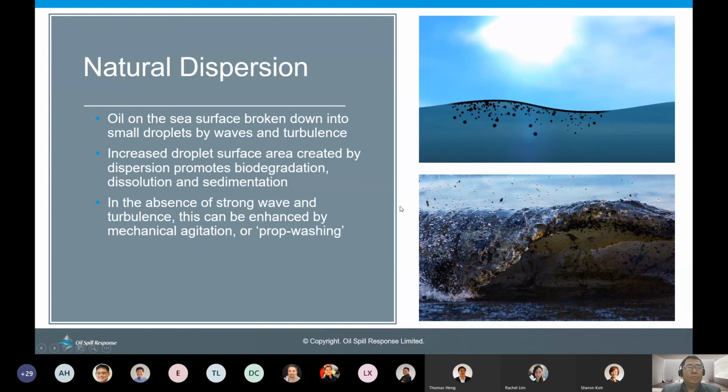The next is natural dispersion. Oil on the sea surface breaks down into small droplets by waves and turbulence. I have one classic example of this. Sometime in August 2012, there was a diesel spill in Manila Bay in the Philippines. And actually, the people were collecting this oil and selling it to the recyclers. However, after around a week, the typhoon came.